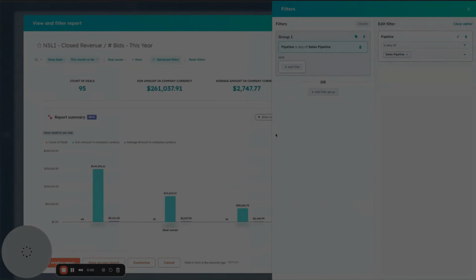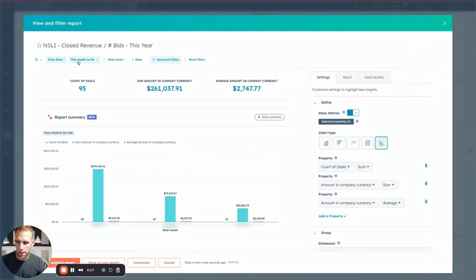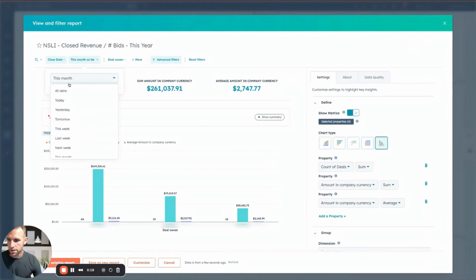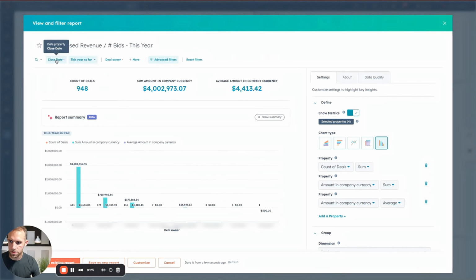Okay, so inside of HubSpot here, I'm making this report that is looking at any deal that's in your sales pipeline. That would mean it got scheduled, because the only way it can get to the sales pipeline is if it got scheduled. So that's the filter that I'm putting on. Then I want to look at the entire year, so I'm going to say this year, and I'm looking at deals that closed this year.